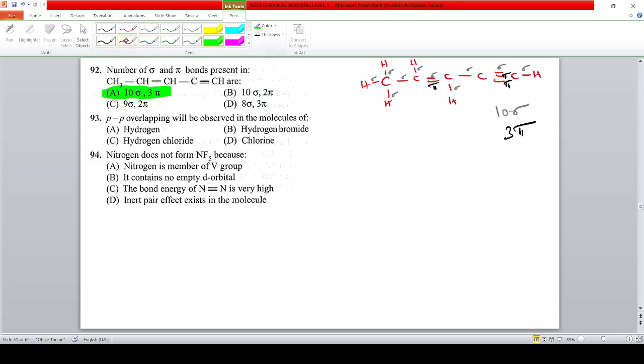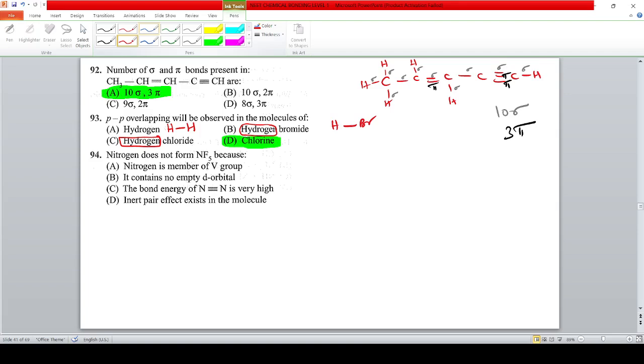Question number 93. P-P overlapping will be observed in which molecule? Sir, in hydrogen, the s orbital overlaps, because it contains only the 1s orbital. S orbital of hydrogen with bromine orbital, s orbital of hydrogen with chlorine orbital. So the answer is automatically very easy: chlorine.